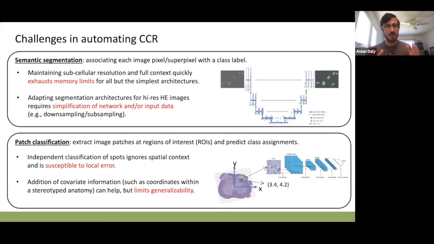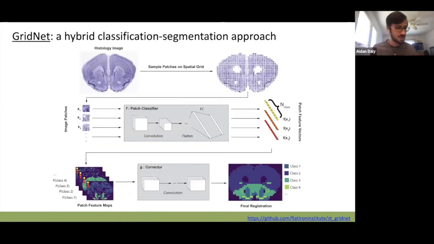This won't work. So we want something instead that has a nice global context so we can correct for local error, that has enough of a local view that we can pick up on subcellular features that are important, and that can generalize to almost any tissue that we're interested in. So this prompted us to formulate this hybrid approach that we've been calling GridNet.